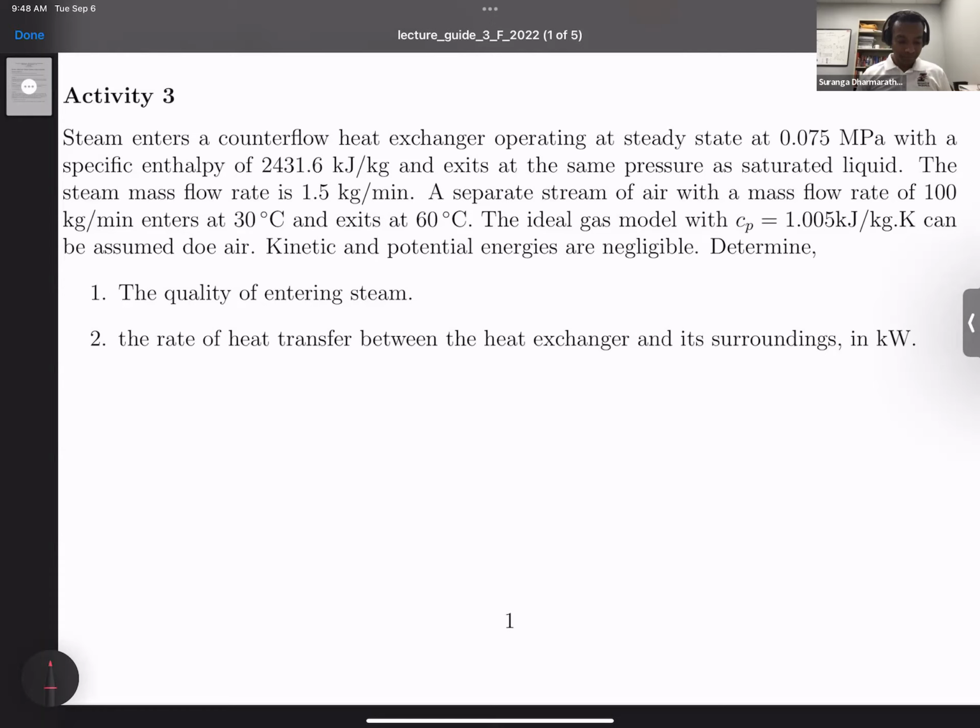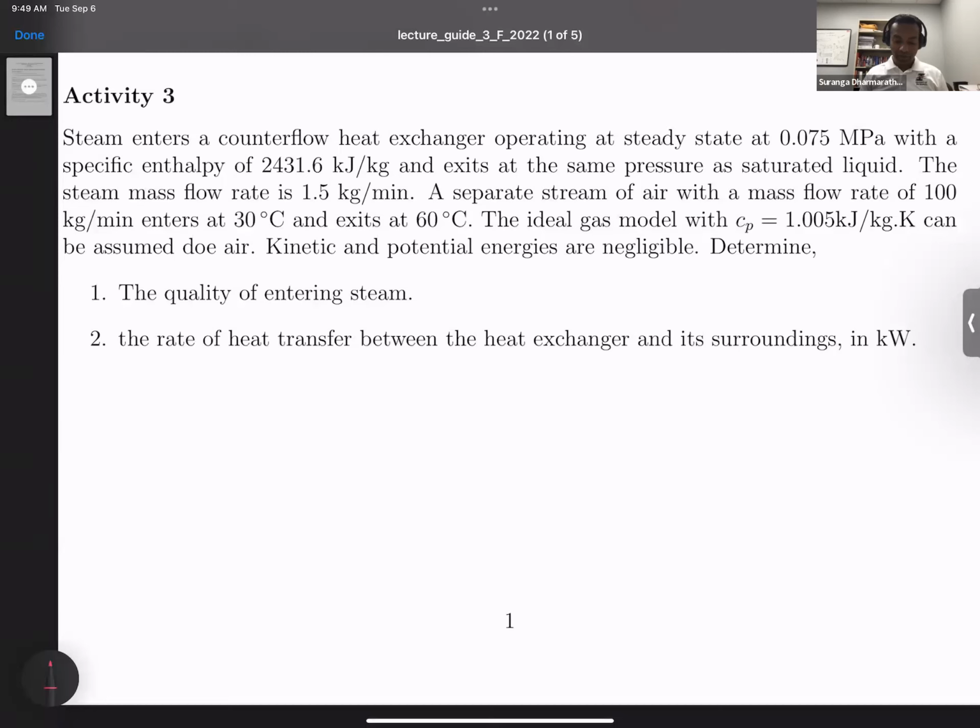So in this, let's consider a problem first. This problem says that steam enters a counterflow heat exchanger operating at a steady state at 0.075 megapascal, that is 75 kilopascal, with a specific enthalpy of 2431.6 kilojoules per kilogram, and exits at the same pressure as saturated liquid. The mass flow rate is 1.5 kilograms per minute.